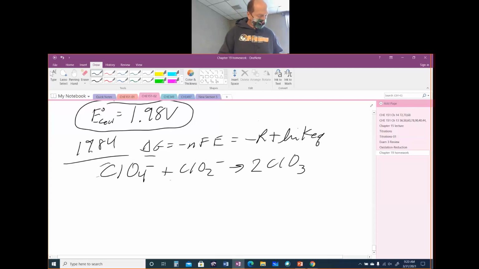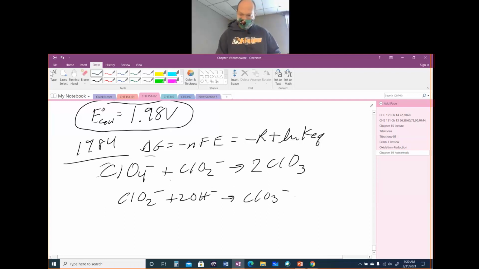All right, and so you look, okay, so this one is not in your chapter. It is not in table 19.1. You have to go to appendix I for these electrode potentials. ClO2 minus plus 2 OH minus yields ClO3 minus plus H2O plus 2 electrons. Appendix I. All right, and that E value is negative 0.35 volts.